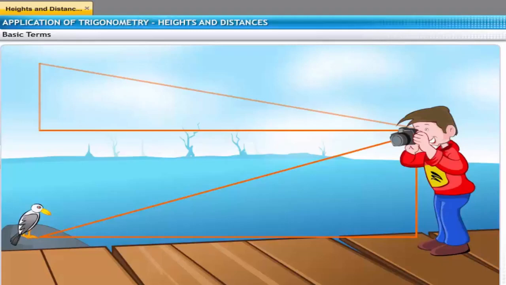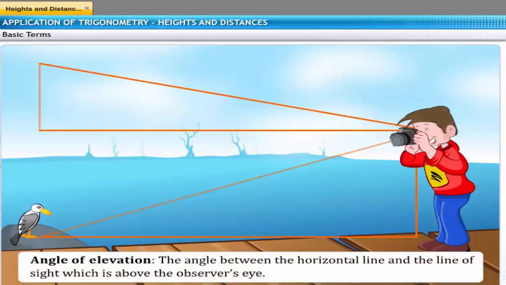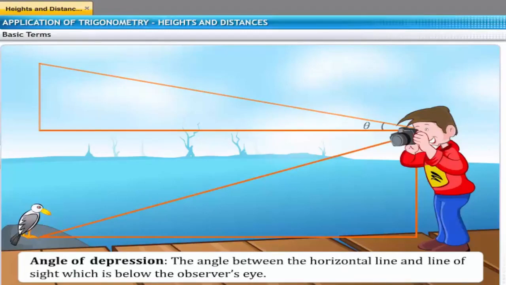Two lines are formed. These lines are called the line of sight. In the first instance, the seagull was flying overhead, and the camera was elevated upwards with respect to the horizontal line. While in the second instance, the camera was bent downwards with respect to the horizontal line. The angle which is formed by the line of sight, which is above the line of the observer's eye, is called the angle of elevation. And the angle formed by the line of sight, which is below the line of the observer's eye, is called the angle of depression.